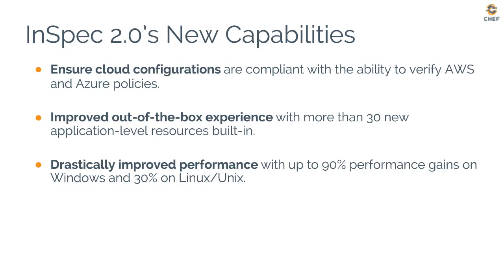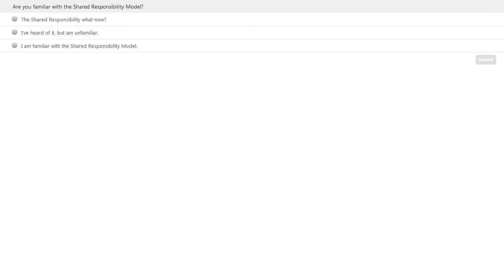And finally, a big one for me is drastically improved performance. 30% on Linux and Unix systems and a whopping 90% on Windows systems. So if you've used InSpec before and were frustrated at how long it was taking for compliance reports to get generated, we've got good news for you.